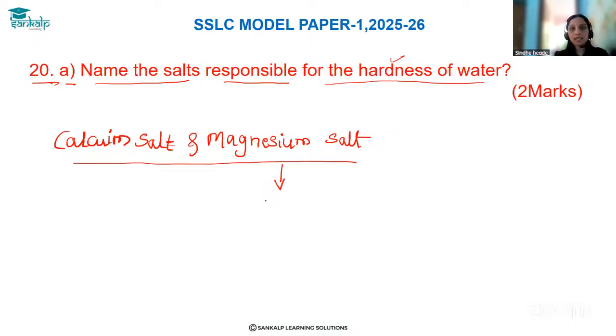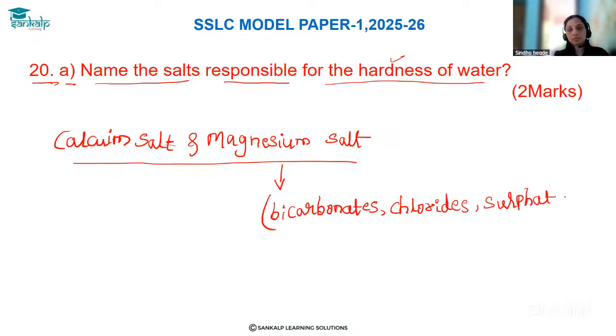In that, primarily it is bicarbonates, chlorides and sulfates. The main cause for the hardness of water is due to the calcium salts and magnesium salts. In that, primarily bicarbonates, chlorides and sulfates. You just mention the name of the salts, that is calcium salt and magnesium salt.